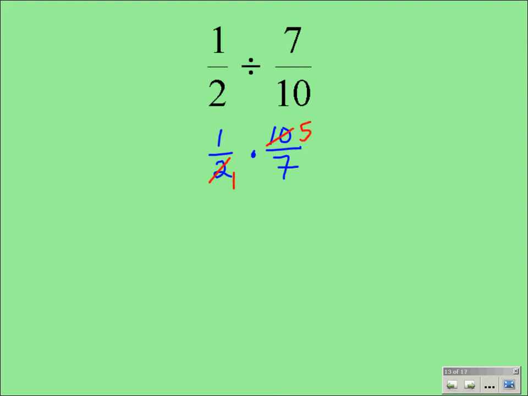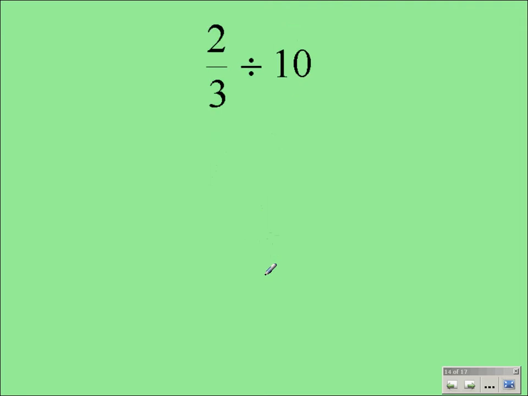We have no other cross-canceling that we can do, so we're going to multiply through. So 1 times 5 is 5, and in the denominator, 1 times 7 is 7. Now we've finished the problem. This is fully simplified. Let's try another one.